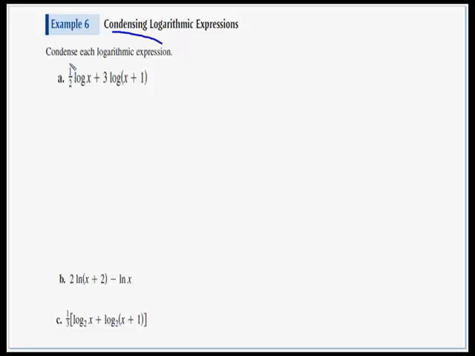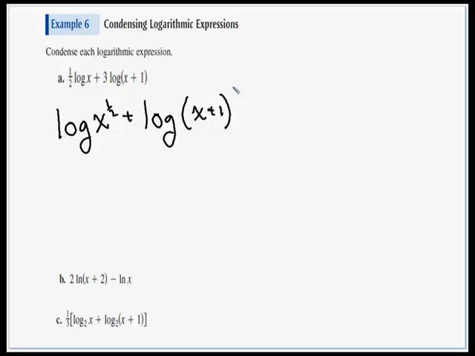So here we do have some coefficients. This 1/2 is going to come up and become an exponent above the x. And here we have a 3 that is going to go up and be an exponent here. So our first rewrite is going to be log of x to the half power plus the log of the quantity x plus 1 to the third power.